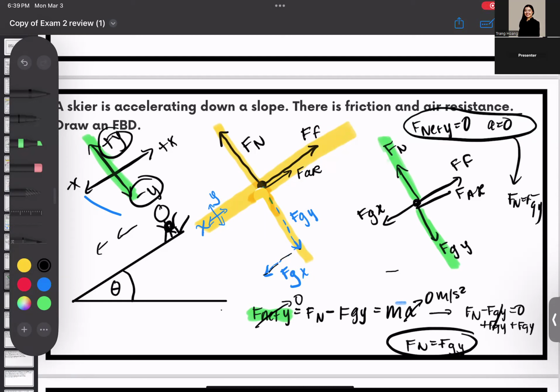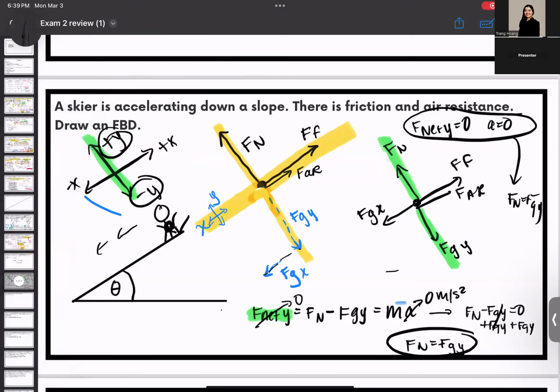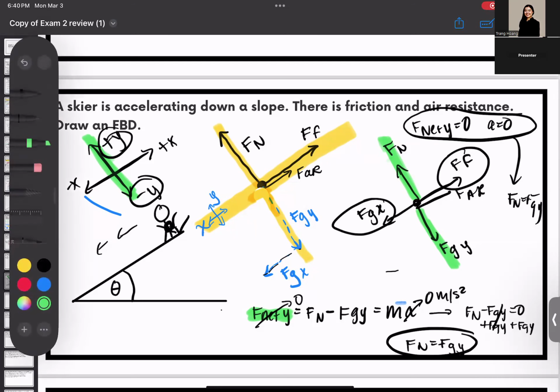Now we know that the skier is moving. Back to the problem, we know that the skier is moving in the x direction. He's moving down the hill, right? He's just chilling, he's skiing, which means that whatever this is, Fgx, the gravitational force in the x direction, has to be greater than the sum of Ff and F air resistance, right? I'm not going to really draw it out because I really want you to think conceptually about it.